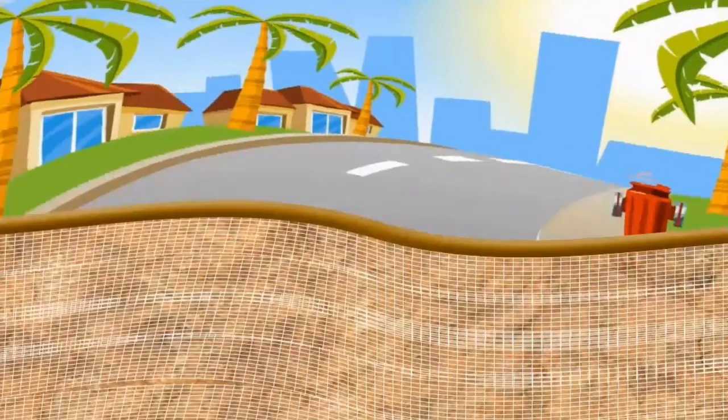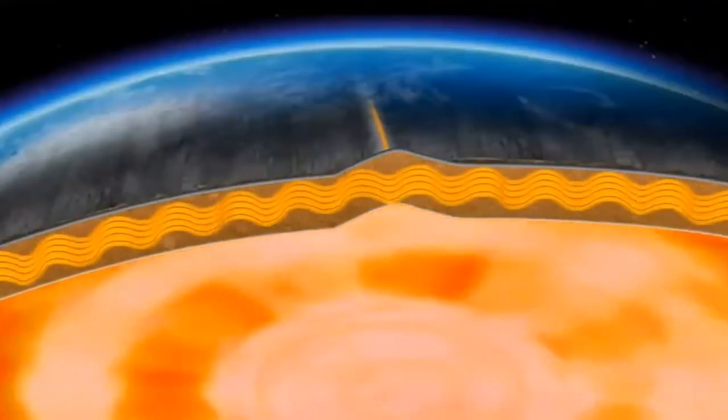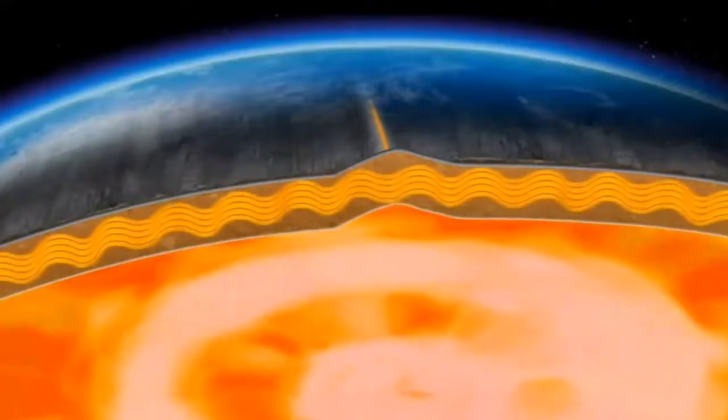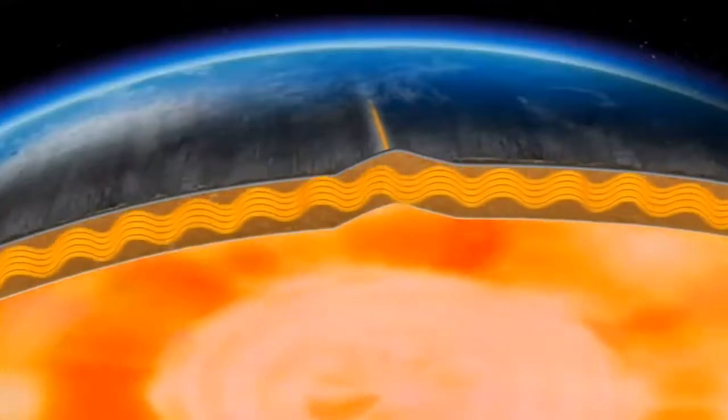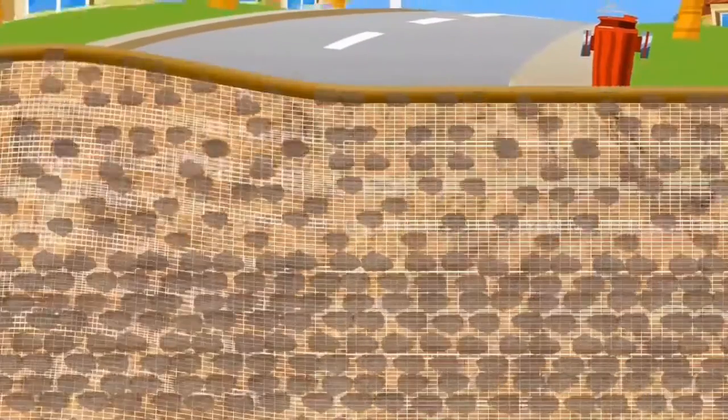Surface waves are seismic waves that move along Earth's surface, not through its interior. They make the ground roll up and down or shake from side to side. Surface waves cause the largest ground movements and the most damage. Surface waves travel more slowly than the other types of seismic waves.